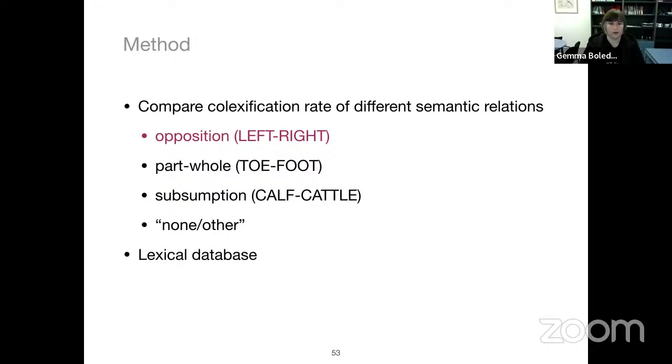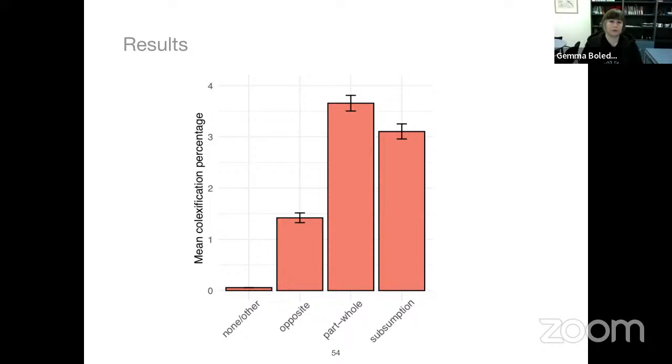And we will do the usual trick of taking words as surrogates for meanings, and we will query a freely available lexical database. For instance, if we identify that the words left and right are antonyms in this lexical database, then we will extrapolate this to their meanings and say that their meanings are opposites, all right? So this is just the usual trick. And by the way, we do this only with English because the lexical database for Dutch was too small and we didn't get any data, unfortunately.